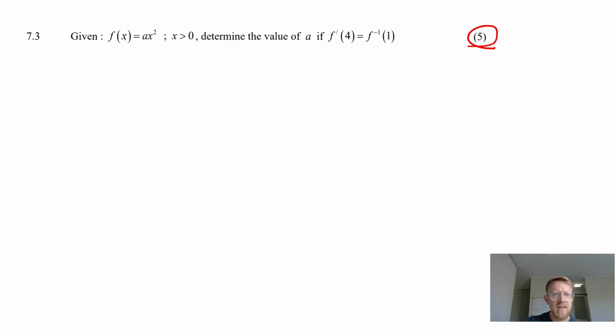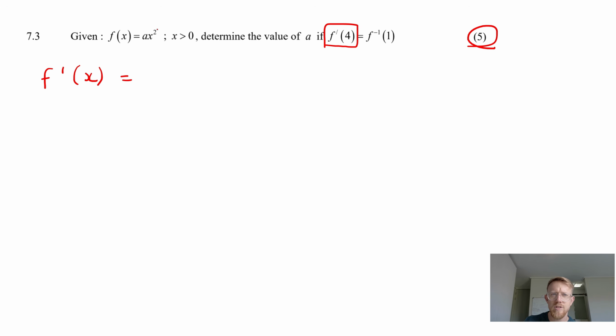Let's see. Given that f of x is equal to that and x is greater than 0, determine the value of a if that. Okay. So let's try to break this all down. So they tell us that when you take the first derivative and you plug 4 into that. So let's go find that first. Let's go work out what that'll give us. Or let's just go take the first derivative so long.